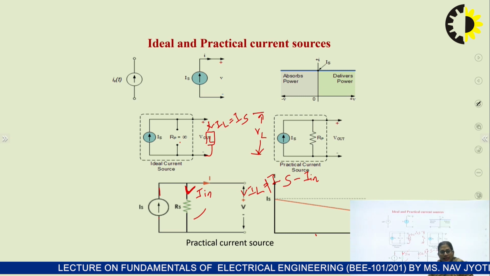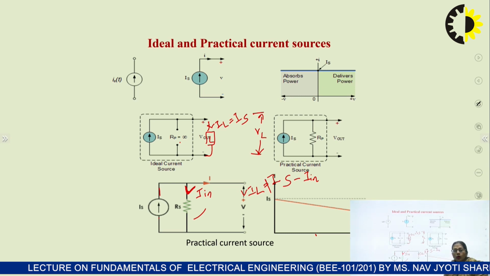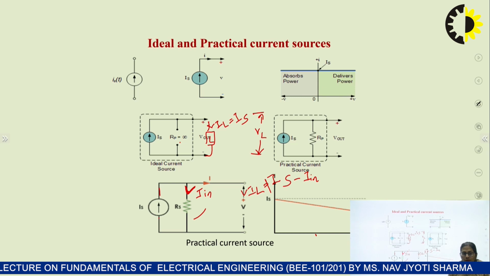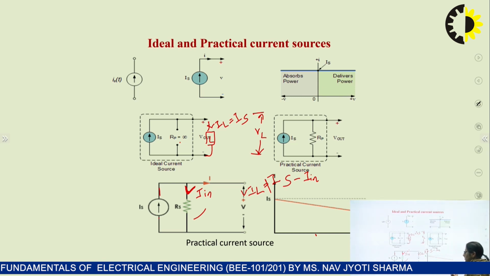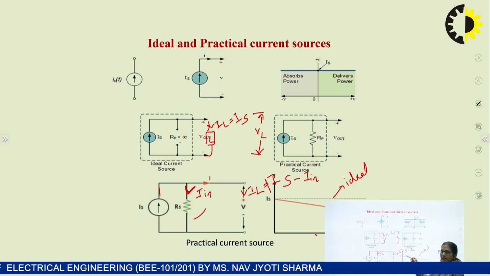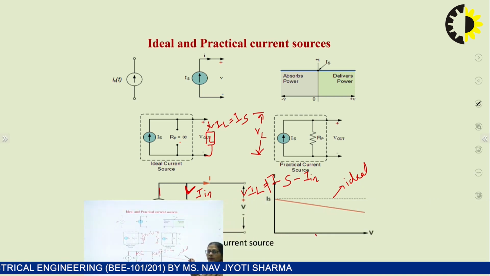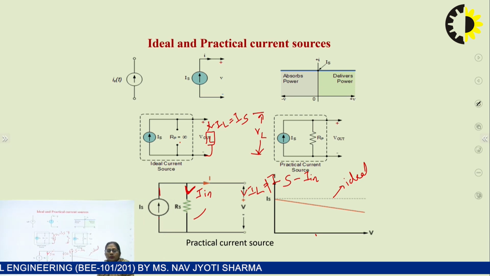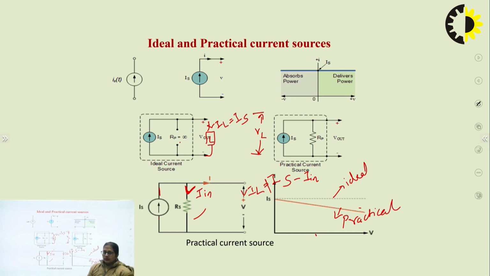Right? So once again, if I plot the characteristics for an ideal and a practical current source, it will be IS versus V. In case of an ideal source, I have a straight line, right? There will not be any change in the IS. My IL will always be equal to IS. But in case of a practical one, I'll be having these drooping characteristics. So this is the characteristic shown for a practical current source.